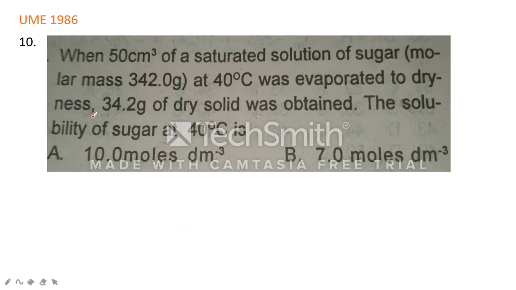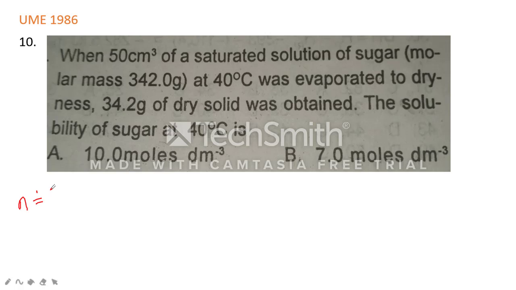So the next question, 1986, question number 10. When 50 cubic centimeter of a saturated solution of sugar, molar mass is this, at this temperature was evaporated to dryness, 34.2 grams of dry solid was obtained. The solubility of sugar at this temperature is this. Since it's given in moles per dm cube, we just need to figure out the volume of the solution, and also the moles.